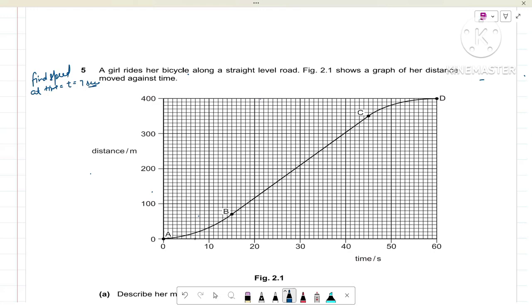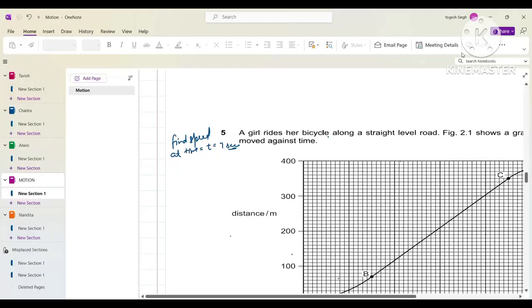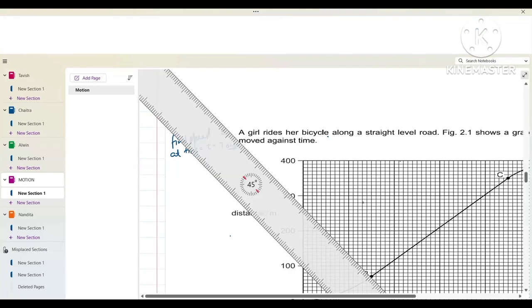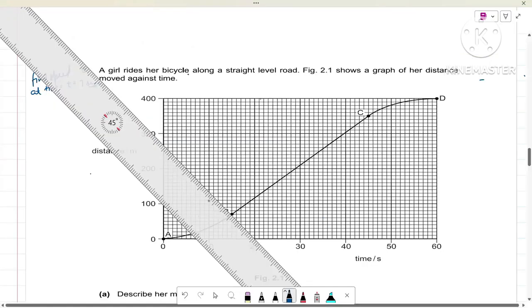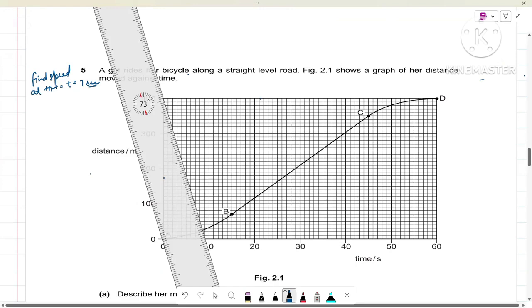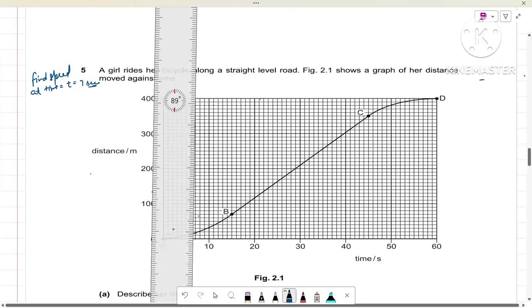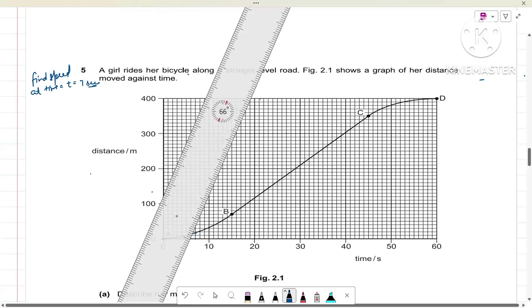So what you have to do, at 7 seconds, you will mark 1 point. Now, at this point, firstly, you will draw the tangent at that point. A tangent is a line touching the curve at 1 point. So how to draw the tangent? See, first of all, I will draw the tangent like this.